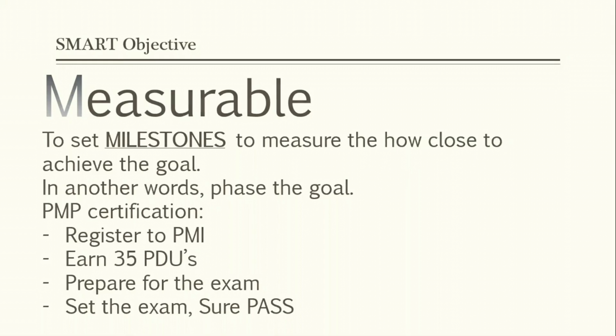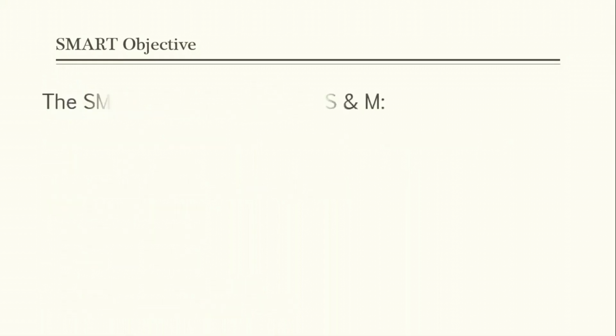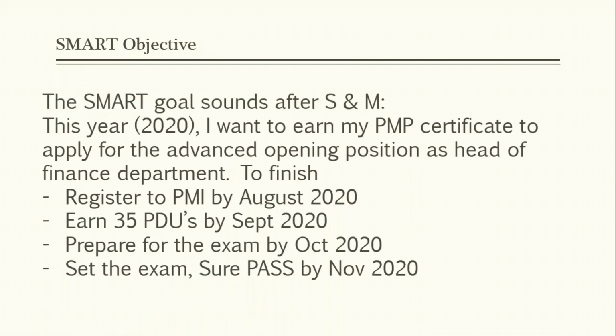So if we look at the goal now, after it's been S'd and M'd, it will be: this year, 2020, I want to earn my PMP certificate to apply for an advanced opening position as head of the finance department, to be finished as follows: register to PMI by August 2020, earn my 35 PDUs by September 2020, prepare for the exam by October 2020, and sit for the exam and pass it by November 2020. And now we will see how it goes further regarding the other letters.